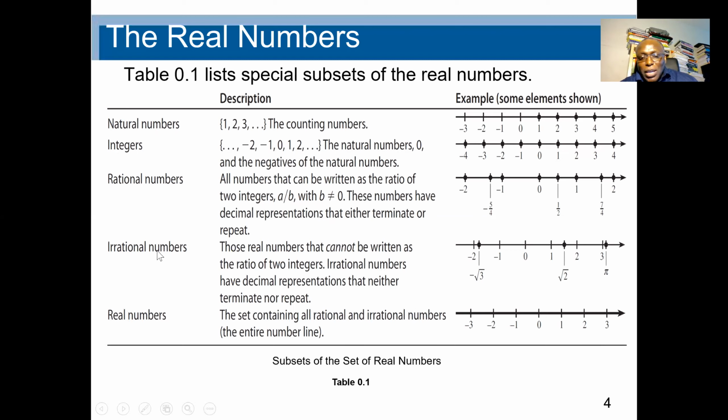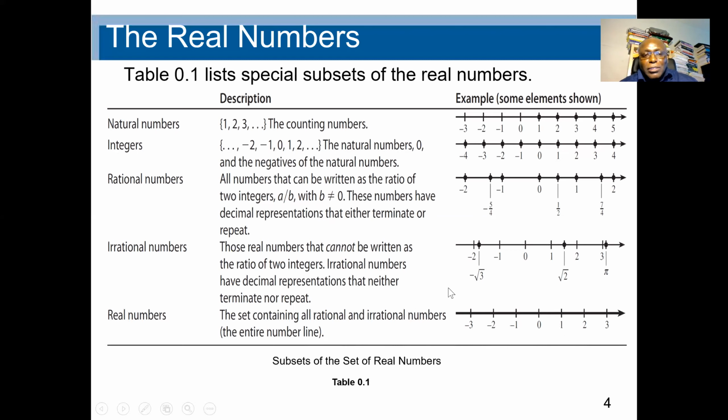And irrational numbers, we can see an example here, can be a square root. So those are real numbers that cannot be written as a ratio of two integers. Irrational numbers have a decimal representation that neither terminates nor repeats. So square root of 2, square root of 3, etc. And then the real numbers will be 0, 1. So here we see a set containing all rational and also irrational numbers, the entire number line. So 0, every number from negative 3 to 3.